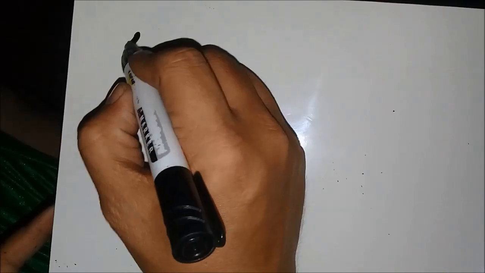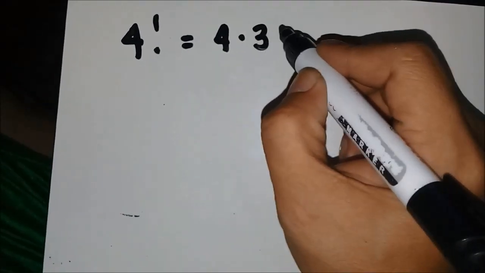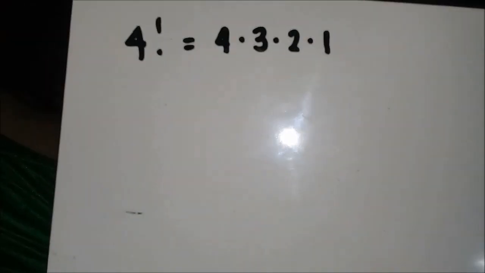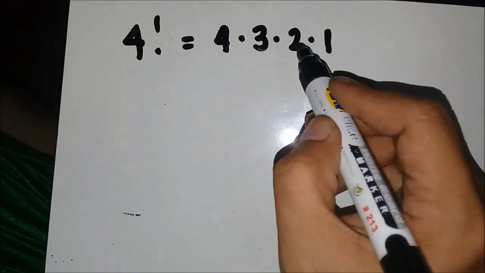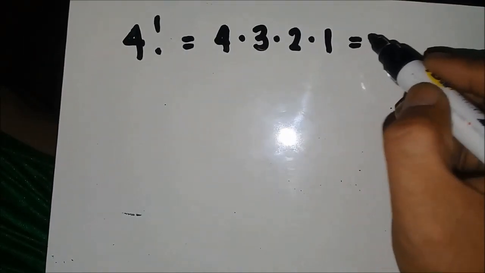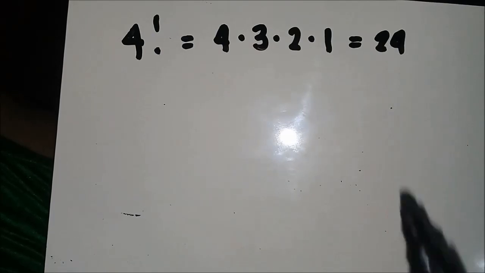Let's say, for example, we are asked to find 4 factorial. Remember, factorial is defined as the product of all positive whole number integers less than or equal to n. So this is simply equal to 4 times 3 times 2 times 1. If you multiply this, you will get 12 times 2 times 1, which is equal to 24. So 4 factorial is equal to 24.